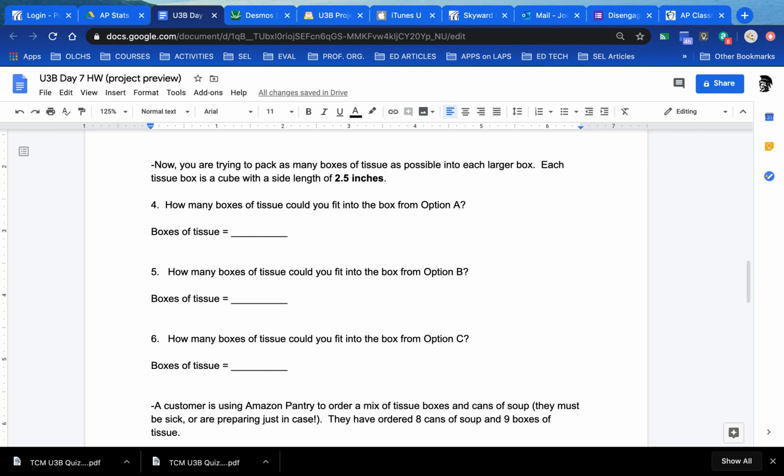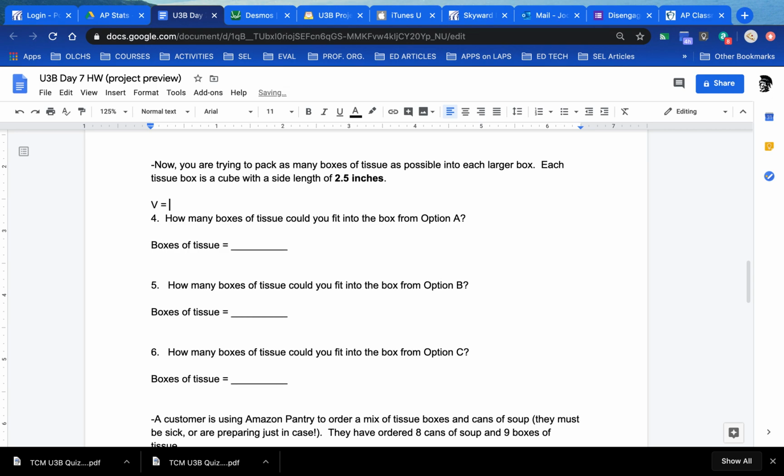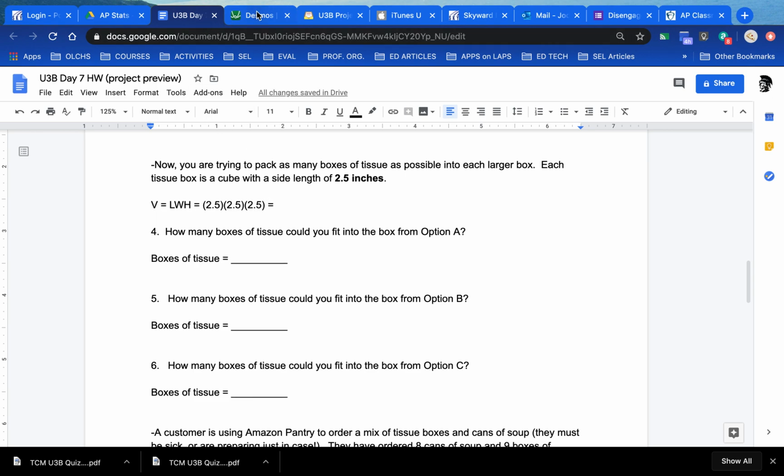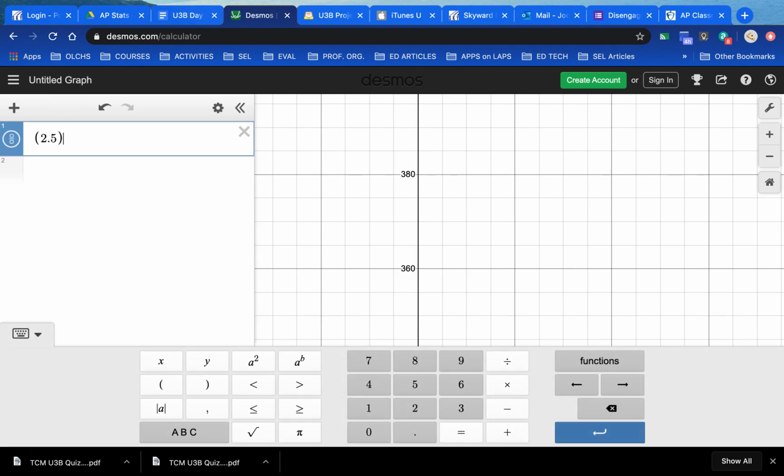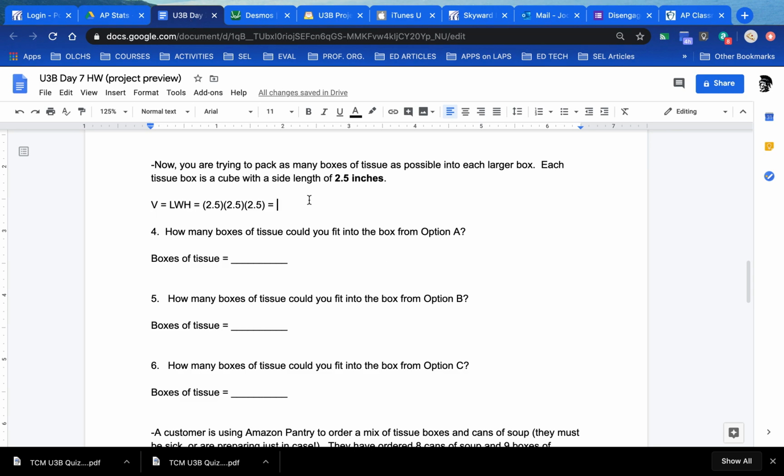Well, any rectangular prism or cube has a volume that's basically length times width times height. It just so happens that in the cube, they're all the same number. So you're basically doing 2.5 cubed, or 2.5 times 2.5 times 2.5. So the volume of this small tissue box that you're going to put into a larger box can be found by doing 2.5 raised to the third power. And that's 15.625. So 15.625 inches cubed is the volume of the tissue box.